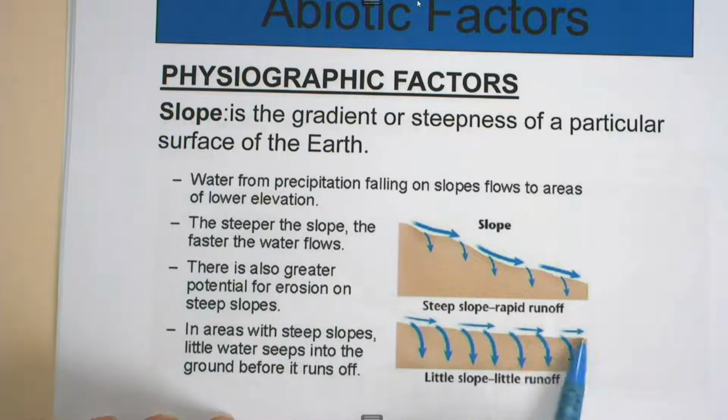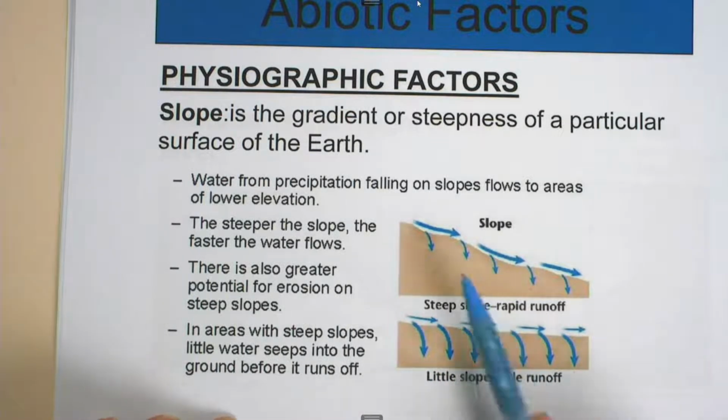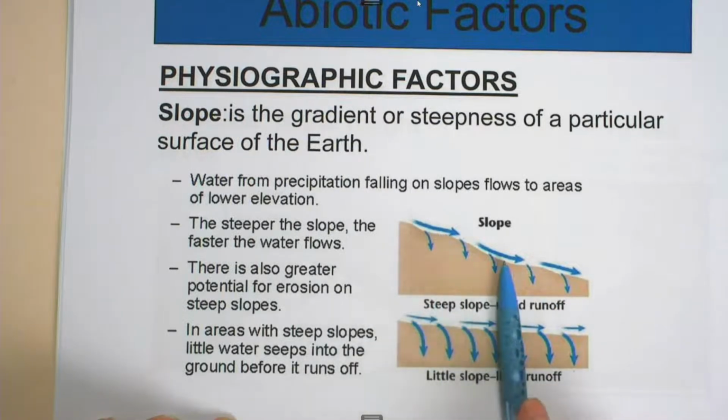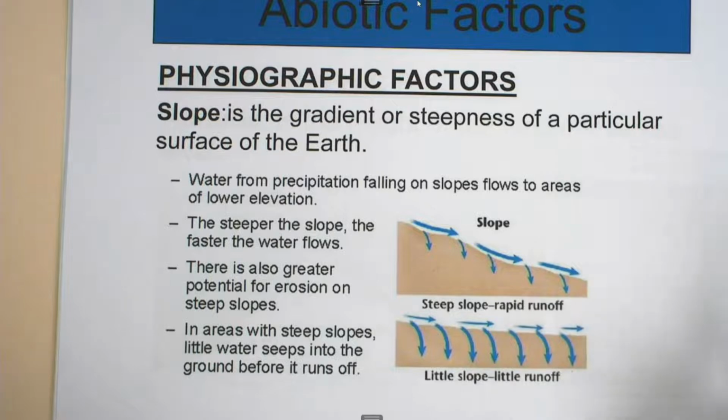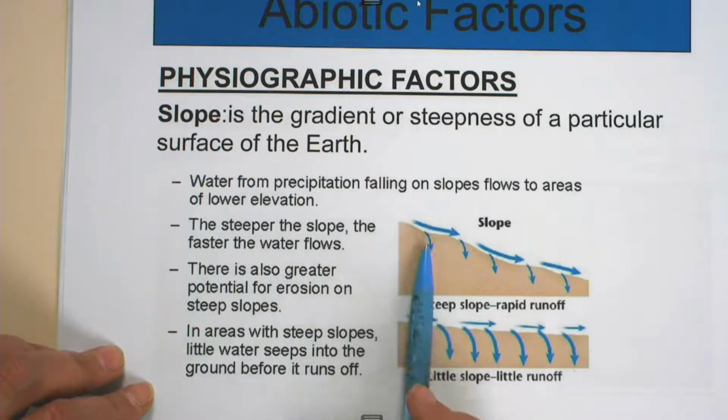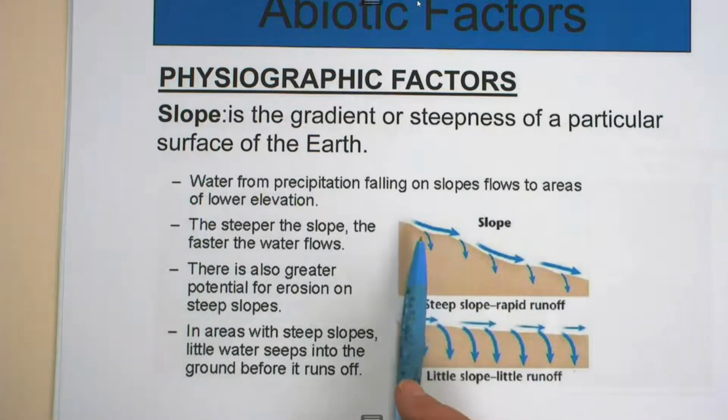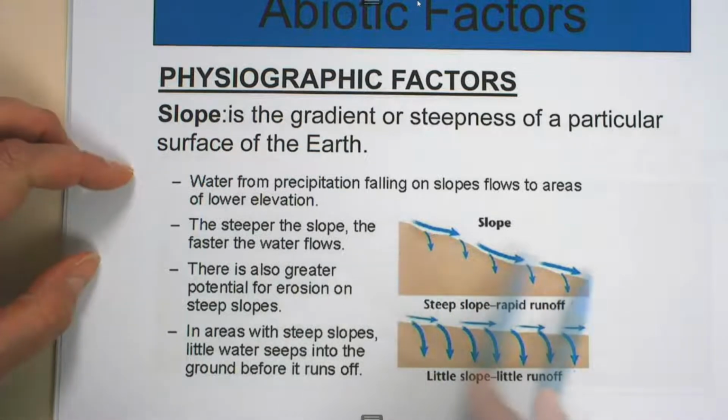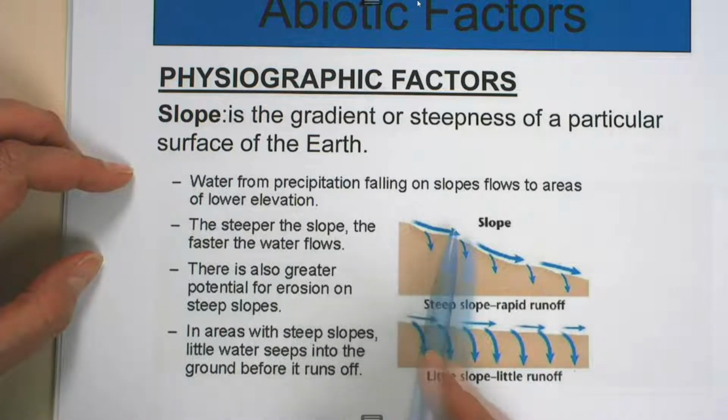Okay, so now what is going to happen here? Because of the slope, it's going to influence what plants and how the plants grow here. If it rains now, remember, water is precipitation. So the blue arrows that you see here represent water. So the steeper the slope like you see here, the faster the water is going to flow.